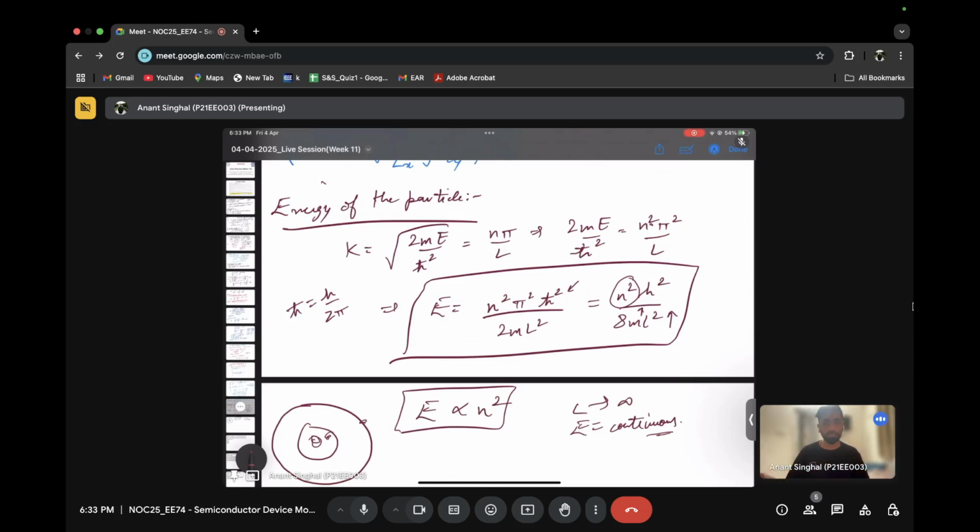That is what we study in classical physics. But in quantum physics, this L is very small, right? In the few nanometer regime. So that is why energy is quantized. I hope it makes sense.